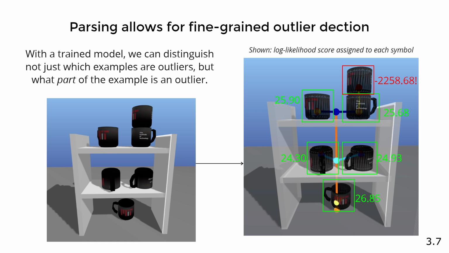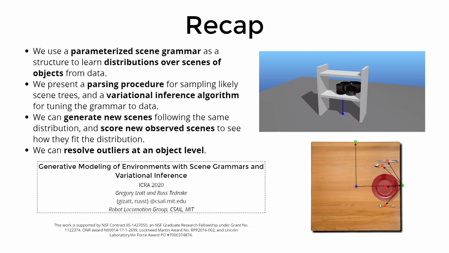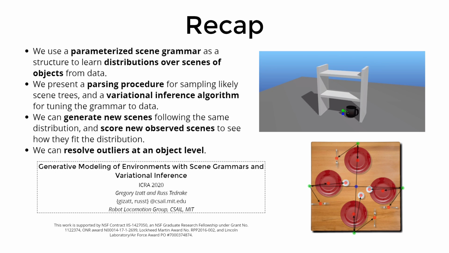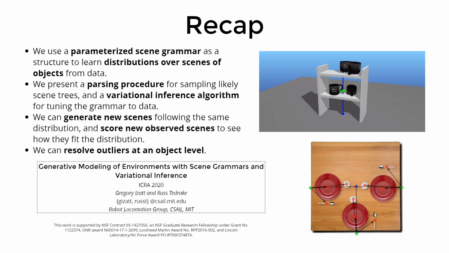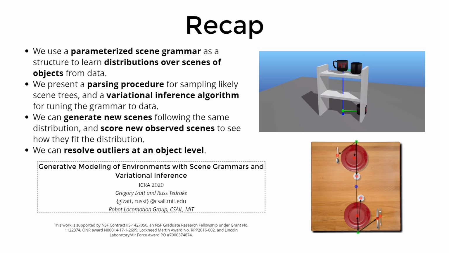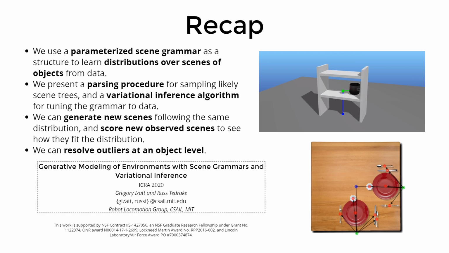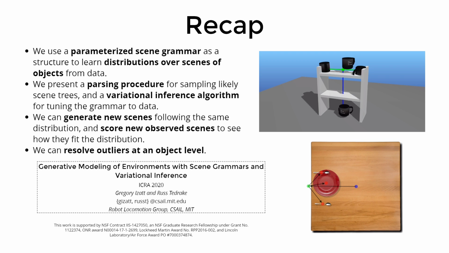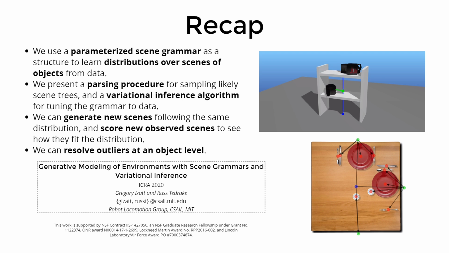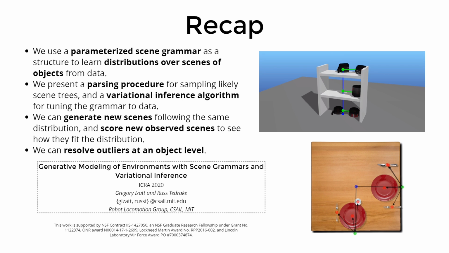To recap, we use a parameterized scene grammar as a structure to learn distributions over scenes of objects from data. We presented a parsing procedure for explaining observations using the grammar and built it up into a variational inference algorithm to tune a grammar to data. We can use this tuned grammar to generate new scenes or to explain and score novel observed scenes, including detecting outliers. For more details, please see our paper.